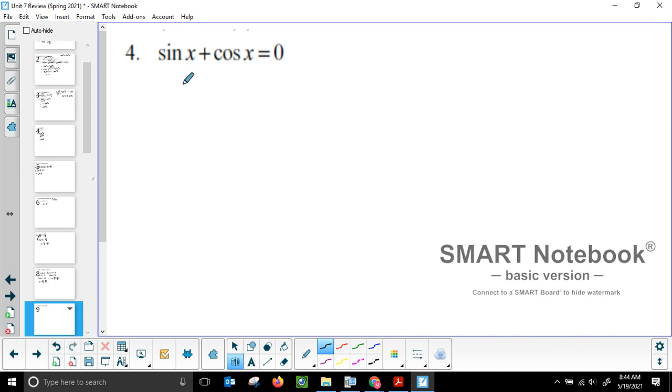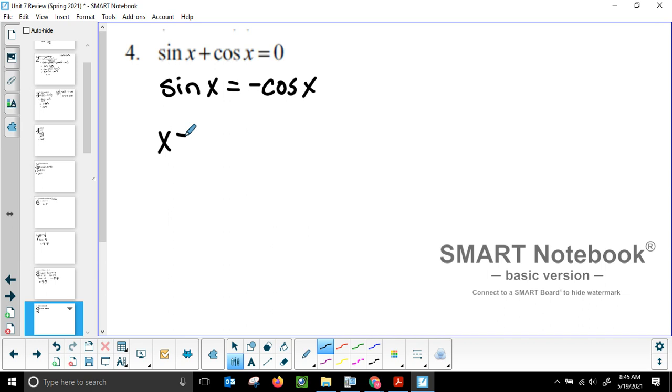Here we have sine x plus cosine x is equal to 0. There's a couple of ways that you can do this. I actually think of it as just a reasoning problem. I would just subtract cosine from both sides and say, okay, where are sine x and cosine x values the same but opposites, where one is positive and one is negative?